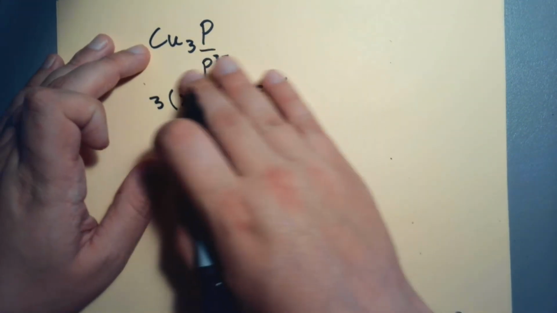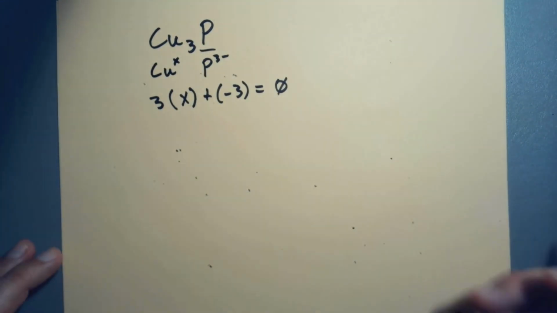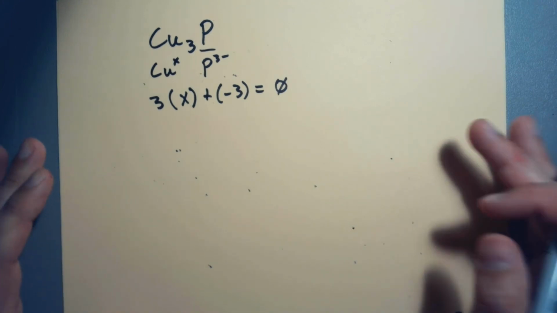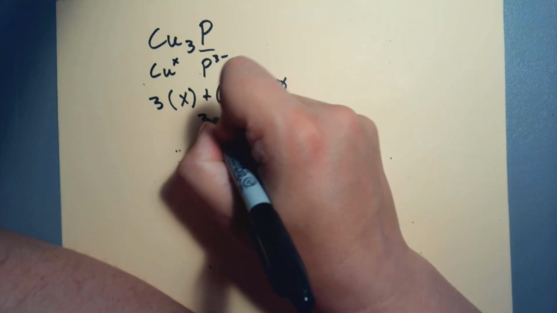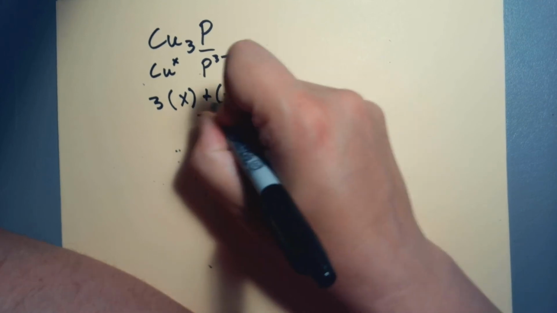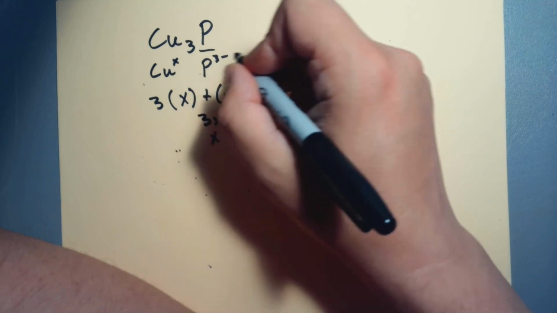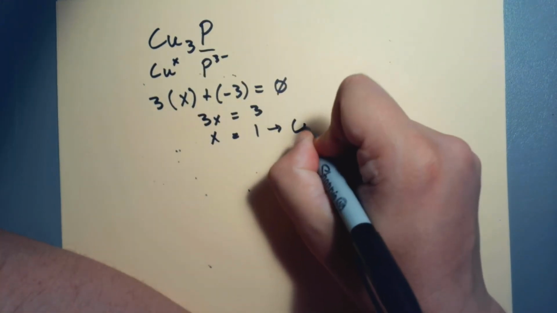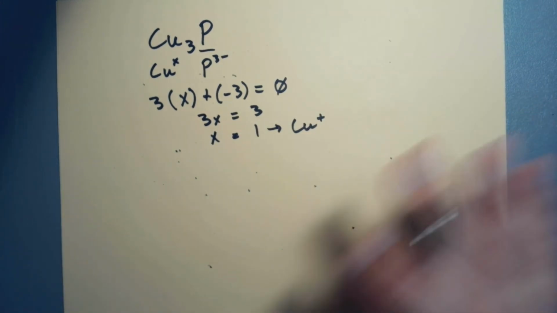So this copper with an unknown charge could be +1 or +2. We know that much, and you don't even have to know that much. And so then we just solve, and we go, okay, well 3x equals 3. I'm just going to add 3 to both sides. X equals 1. So this right here means that we have copper +1. So we've done some work.